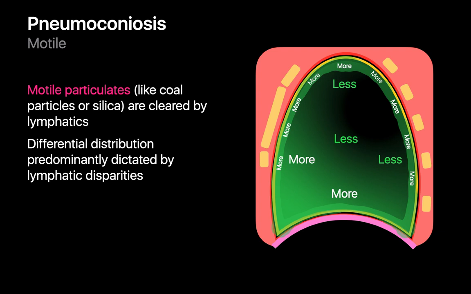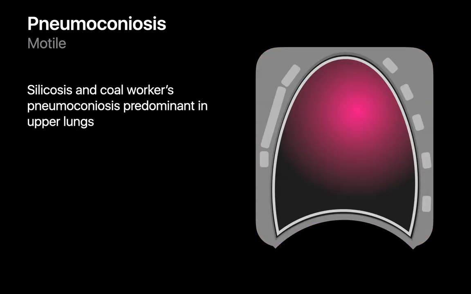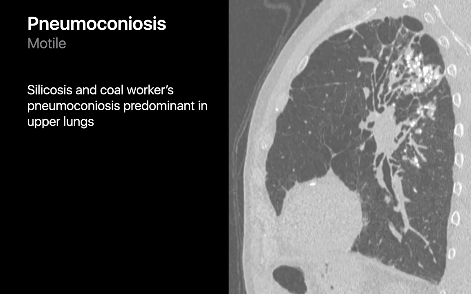In pneumoconioses due to motile particulates like silica or coal, the location where particulates will be collected in the lung will be predominantly influenced by where lymphatic clearance rates are the slowest. For these types of pneumoconioses, the most pronounced regions of involvement will therefore be the upper lungs, such as in this patient.